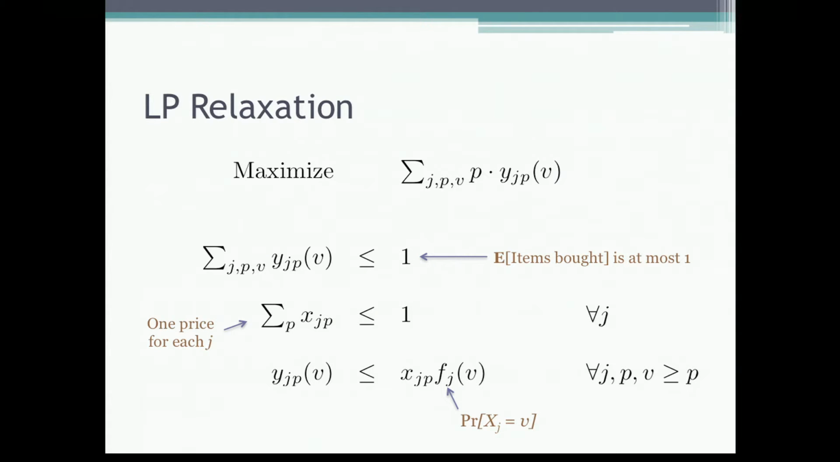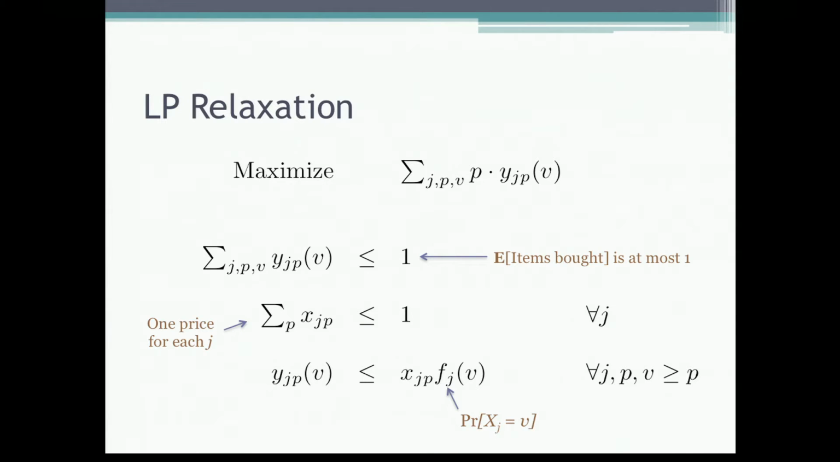The agent buys only one item. So y_jpv was the event that the probability that item j has price p, the agent has value v for that item, and it actually buys that item. So if I sum over all this, that's the expected number of items the agent buys. That's at most one. The agent always buys at most one item. Now for every item j, it can have only one price, which means that if I take these x_jp values and sum them over all the prices, it must be 1.